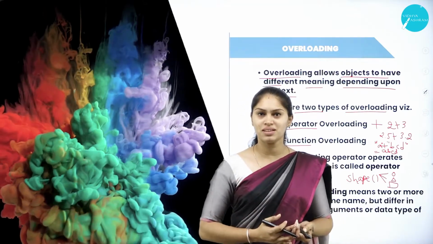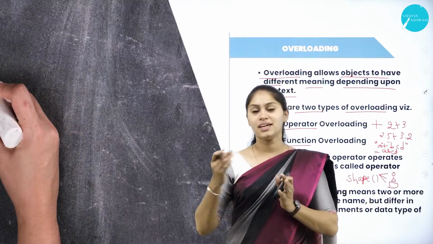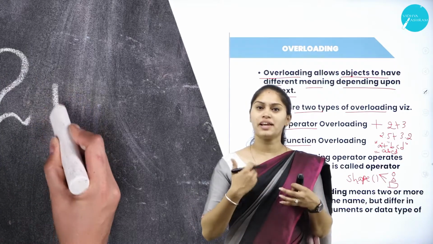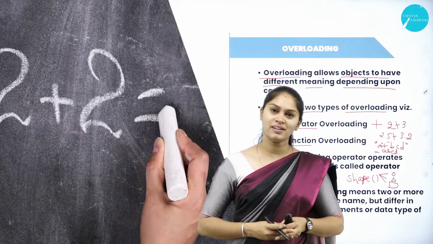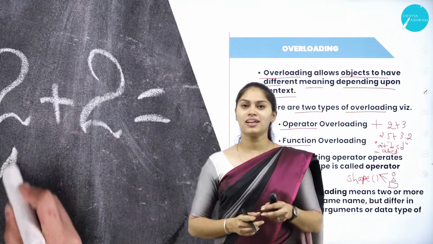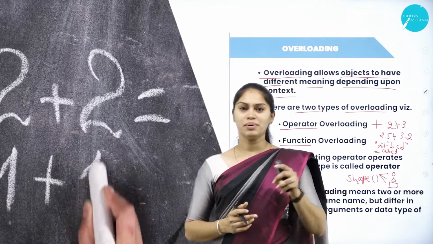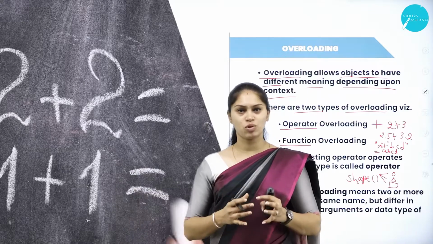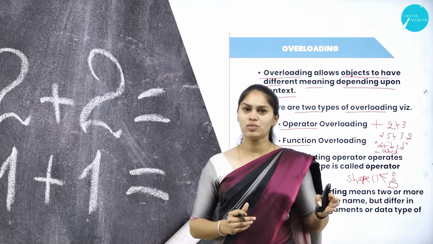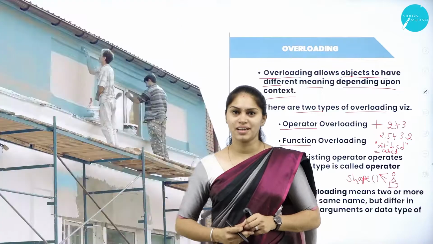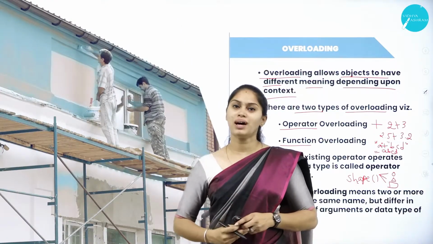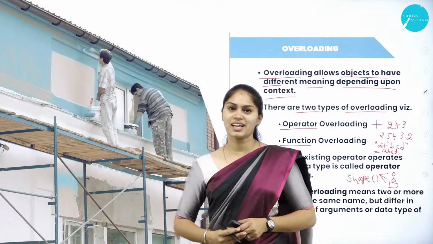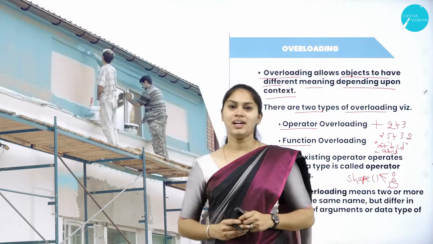Polymorphism means poly, many, and morphism, forms. When an object takes more than one form based on the context or scenario, we call that polymorphism. It is implemented by making use of overloading, so it can be operator overloading or function overloading. Operator means any symbol, and a function performs a particular task. So this is regarding polymorphism and overloading.